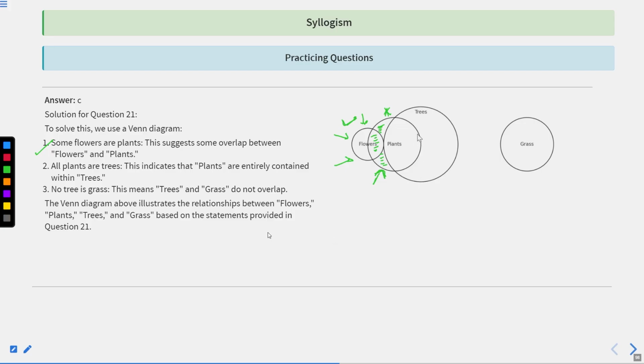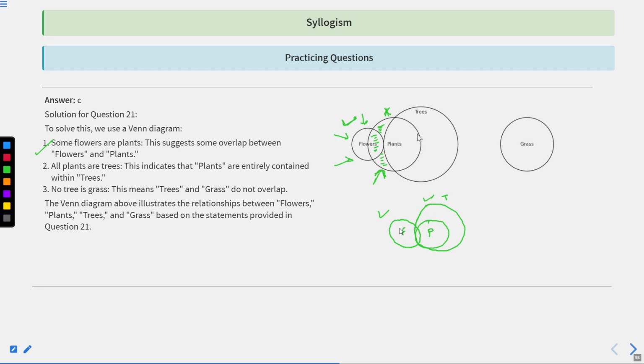So the second statement would have been in such a manner that this circle is going to represent plants. And the first statement says that some flowers are plants, so obviously there will be some intersection between flowers and plants. And then it is saying that all plants are what? All plants are trees. So this would have been the correct method of drawing the Venn diagram, which is going to represent the first statement as well as the second statement.